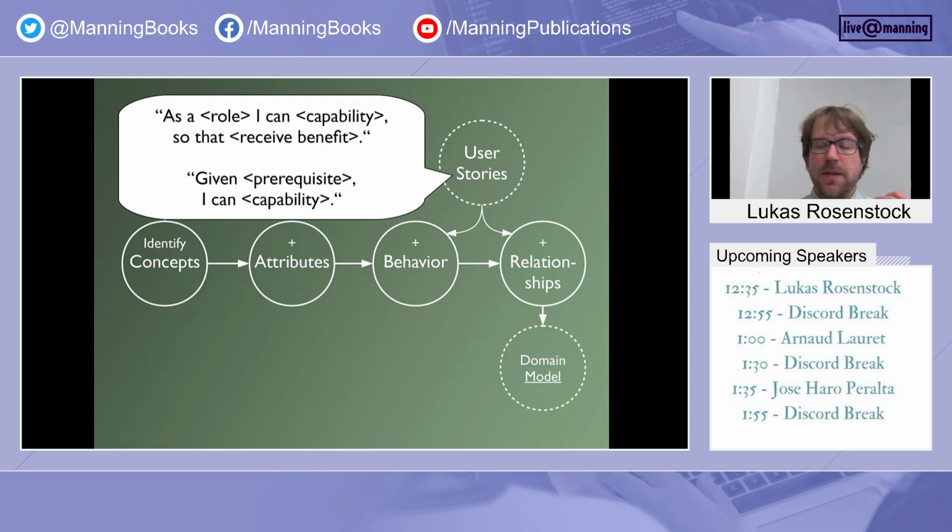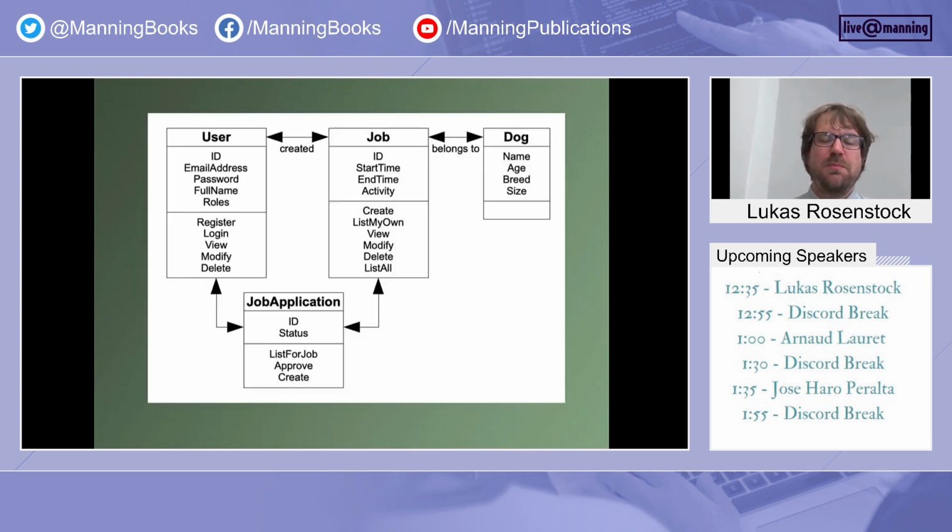I will not discuss the user stories right now because we have limited time in this talk, and I want to focus on the aspect of going from domain model to API design. So I will just present you the final domain model where we have the user, job, and dog concepts. And while writing user stories, the team realized, okay, because people apply to jobs, we should have a job application concept. And all these concepts now have attributes and they have actions and there are relationships between them.